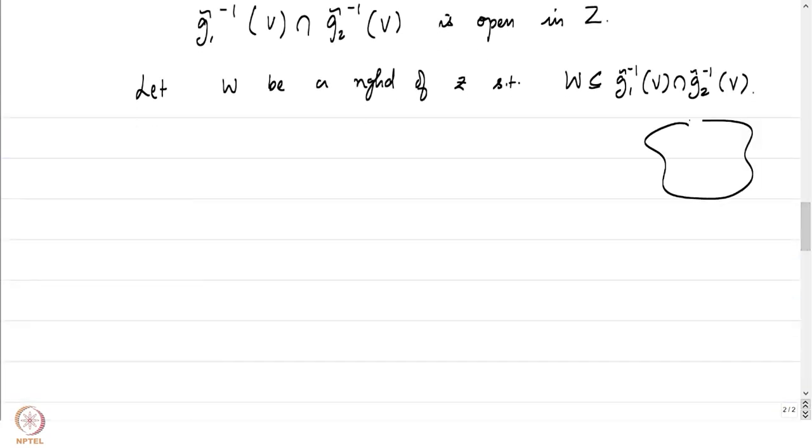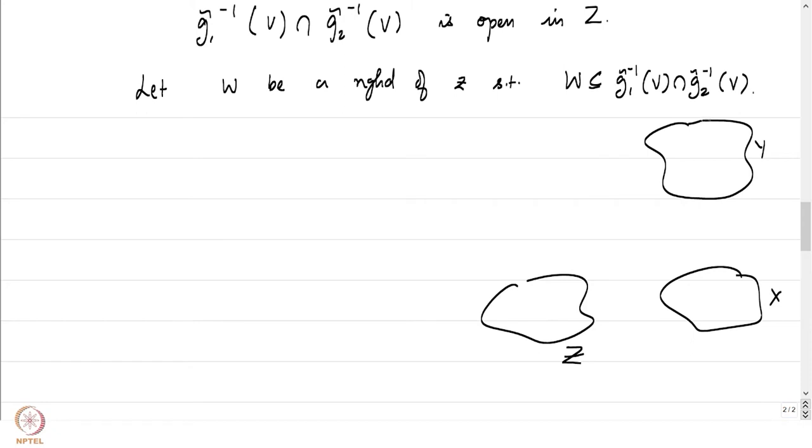So, suppose this is our Y, and suppose this is our X, and suppose this is our Z. What was done was, we had a point here, which was say Y, and this is our V, and let me shade it in red. That was getting mapped to the point X here and the set V was getting mapped to U.